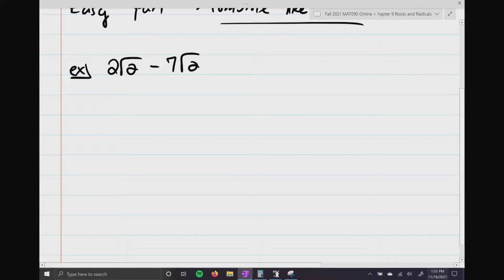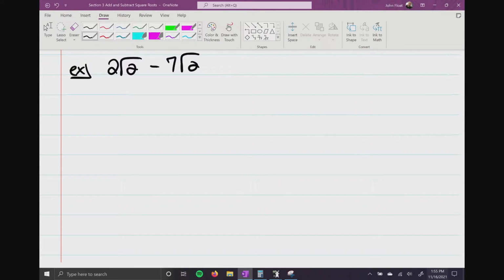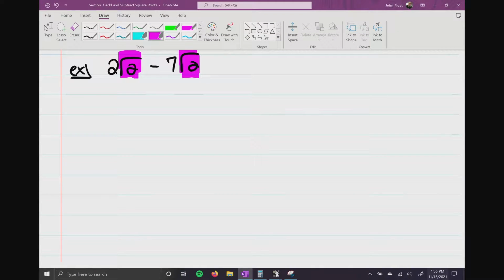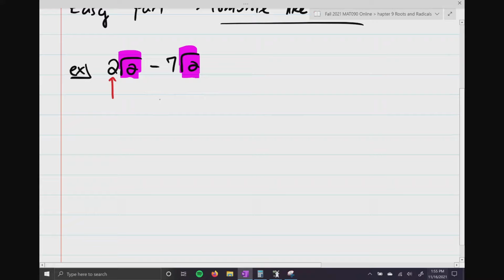So let's just start off with a couple examples, very easy ones. 2 times the square root of 2 minus 7 times the square root of 2. Now, notice that the radicals are the same. Square root of 2, square root of 2. So really what I'm asking here is, what is 2 minus 7? And 2 minus 7 is negative 5. And then you tack on the square root of 2 right behind it.